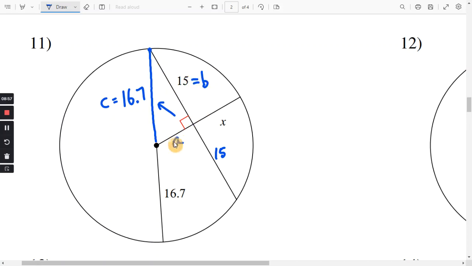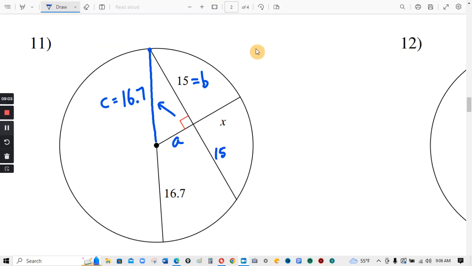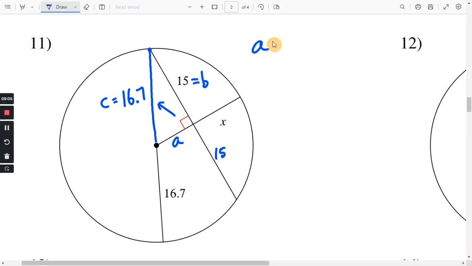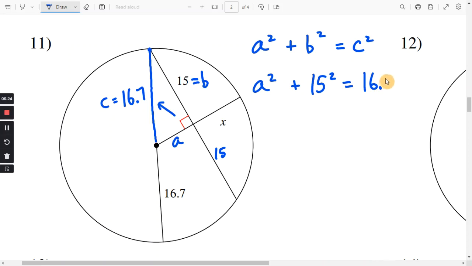All right, so please pause and try Pythagorean theorem right here. So, of course, we're using a squared plus b squared equals c squared. A we don't know, so we'll leave a squared as is. B is right here. That's going to be 15 squared. And C is right here. That's going to be 16.7 squared.